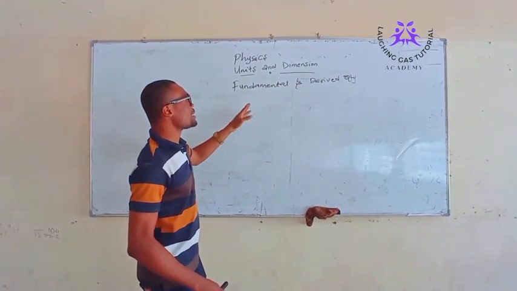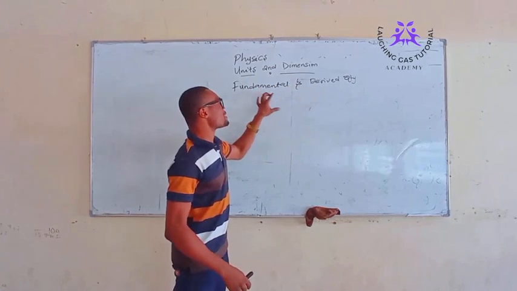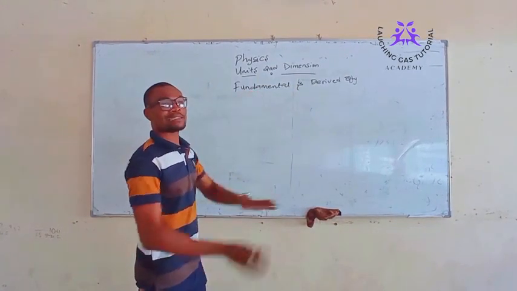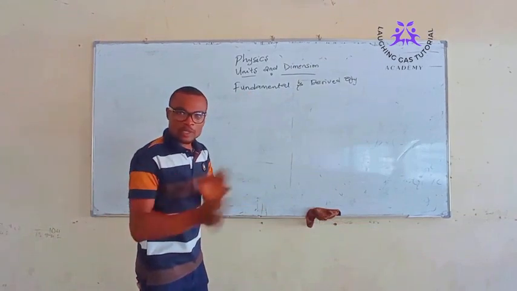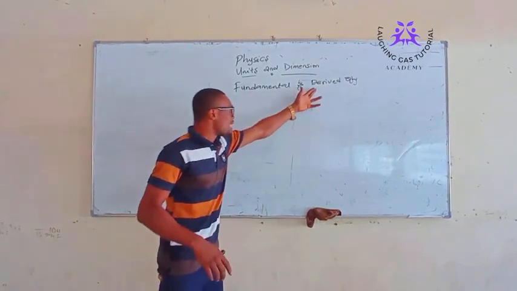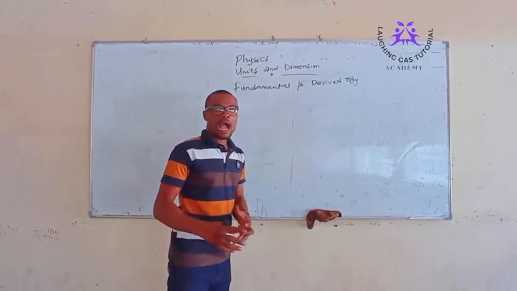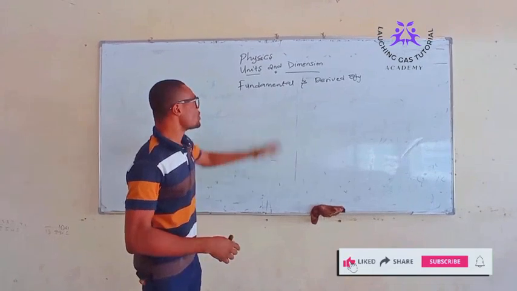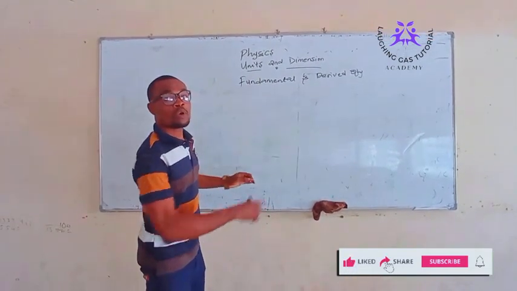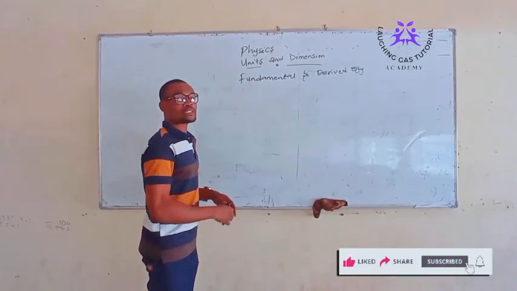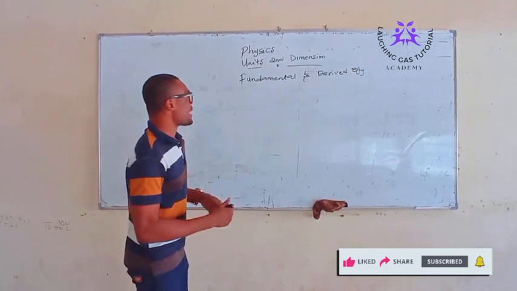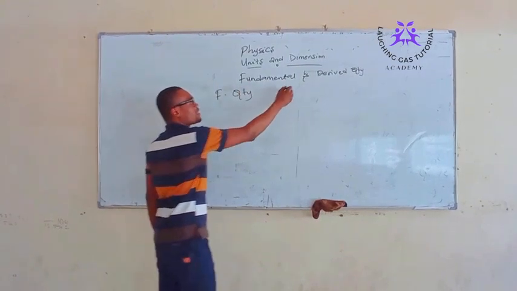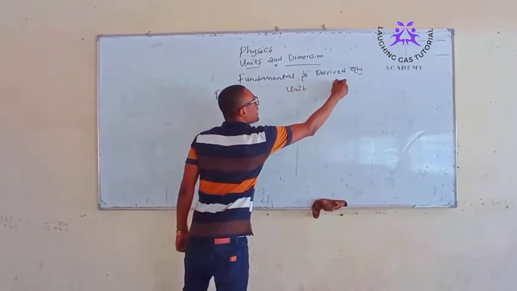And then we are going to be looking, first of all, at fundamental and derived quantities. Fundamental quantities are quantities that are original. They were not derived from anywhere. Derived quantities, on the other hand, are a combination of two or more fundamental quantities. I'm going to do a rundown of the fundamental quantities, their units, and their dimension. So we have the fundamental quantities, and then the units, and then the dimension.